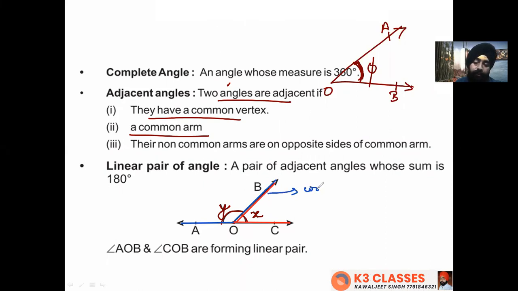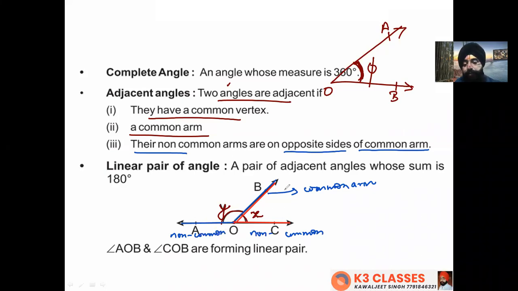OB, this is your common arm. Their non-common arms are on the opposite sides of the common arm. This is the common arm, and the non-common arms are this one and this one. So they are on the opposite sides of the common arm, one on this side, another on this side. So now we can say that X and Y are adjacent angles.